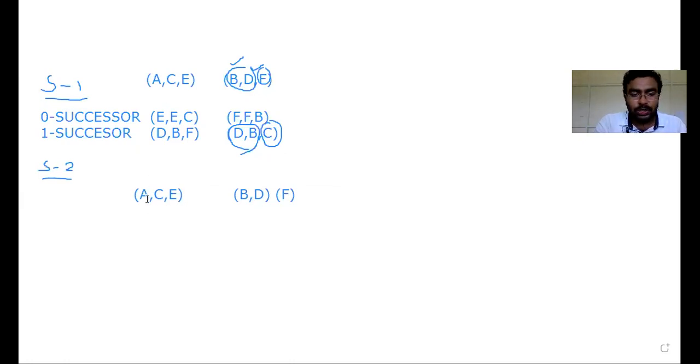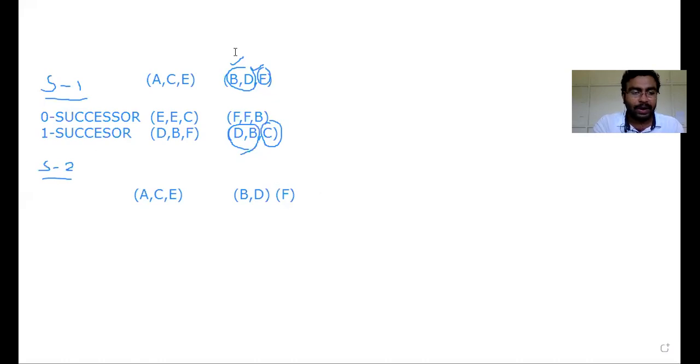Now students, again follow the same procedure. Find the zeroth successor and one successor of ACE, and of BD. You do not need to find them for F, because it is already separated into a single group. There is no need to find the zeroth successor and one successor of F because it is a single element in a group.